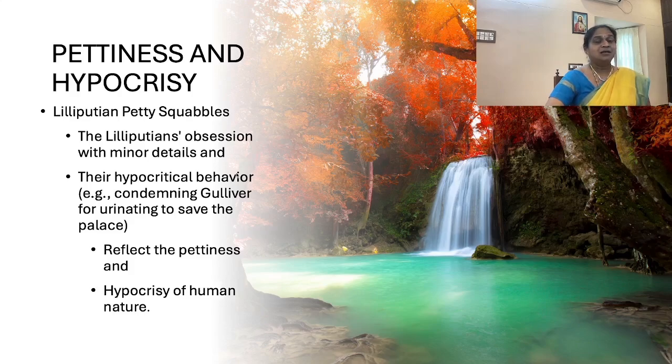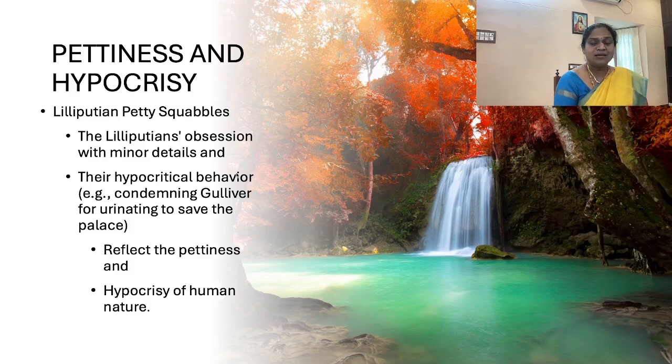We find that through this particular part one, the voyage to Lilliput, Swift tries to satirize pettiness and hypocrisy. Lilliputians always have petty squabbles, and they're obsessed with minor details. You know, they even go about checking Gulliver's pockets. They write a detailed memorandum of it. So they are very obsessed with minor details.